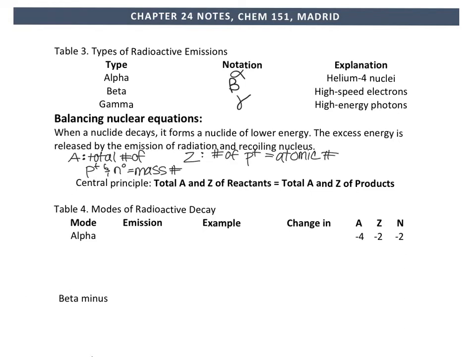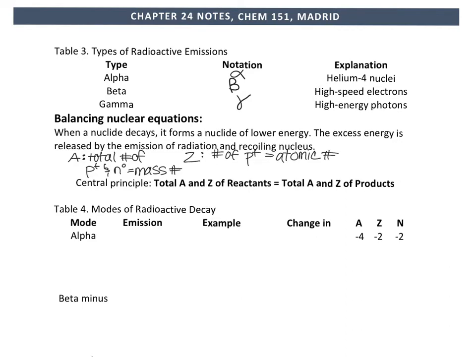The central principle that we're going to utilize when we balance nuclear equations is that the total A and Z of the reactants equals the total A and Z of the products. So it's very similar to chemical equations when we are balancing both sides of the equations. That's the same thing we're doing here. We're just paying attention to the numbers of protons and neutrons specifically.